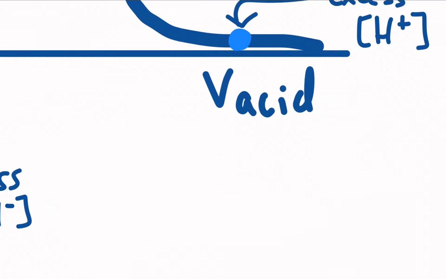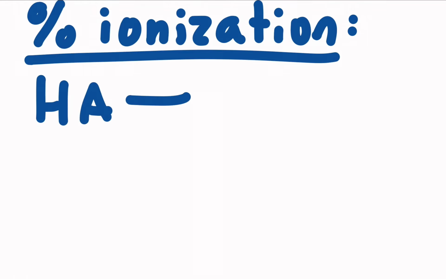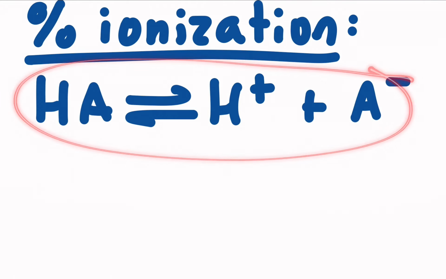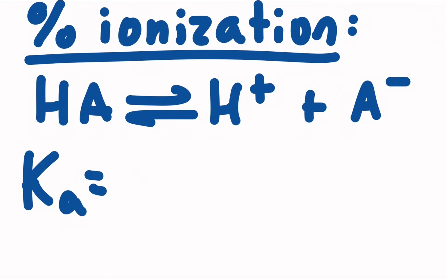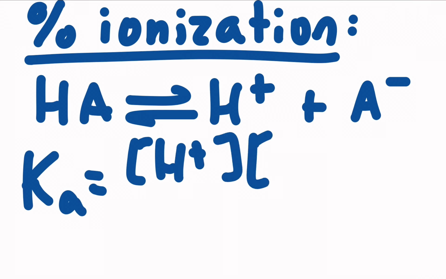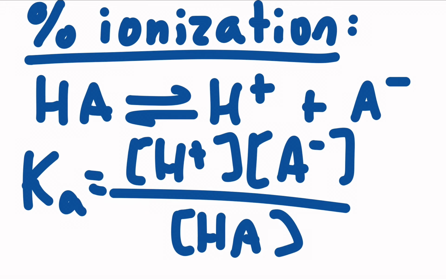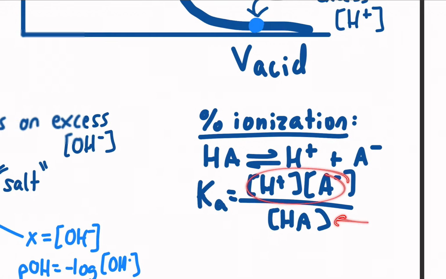I'll just wrap up this review before we do some practice problems and mention one thing that they talk about a lot on the AP exam. It's called the percent ionization. The percent ionization conceptually refers to what happens if you have an acid which dissociates into an H plus ion and an A minus ion. That's actually what the K goes with. And Ka is equal to H plus A minus all over HA. That's why we say it's X squared over the concentration of the acid.